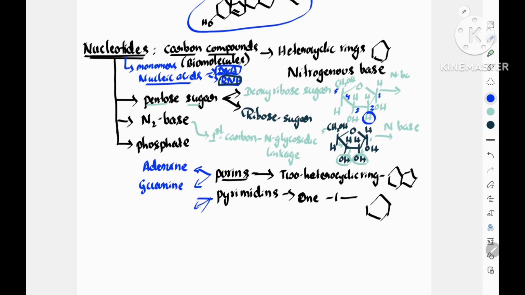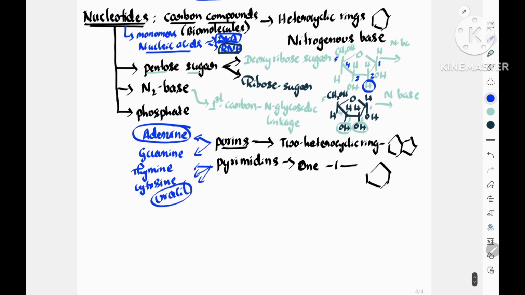And pyrimidines are of three types: thymine, cytosine, and uracil. So here, according to the NCERT textbook, the structures of adenine and uracil are given. Let me write that a little later.